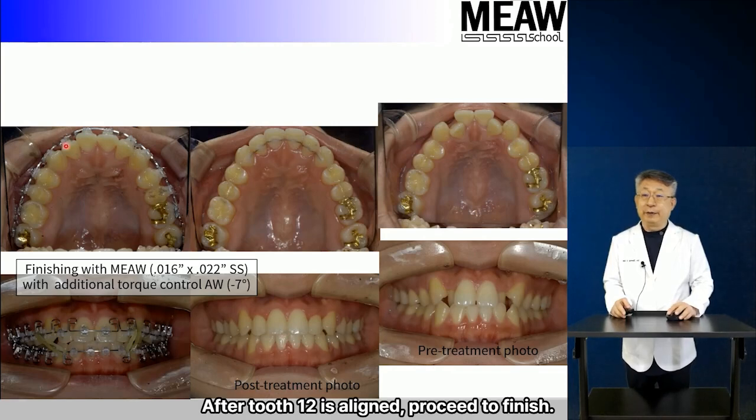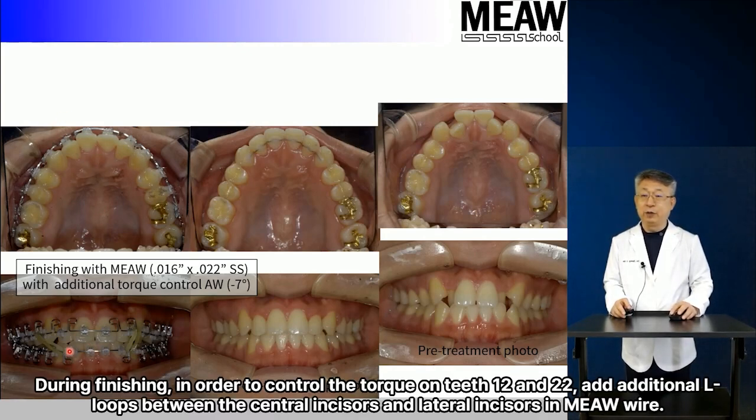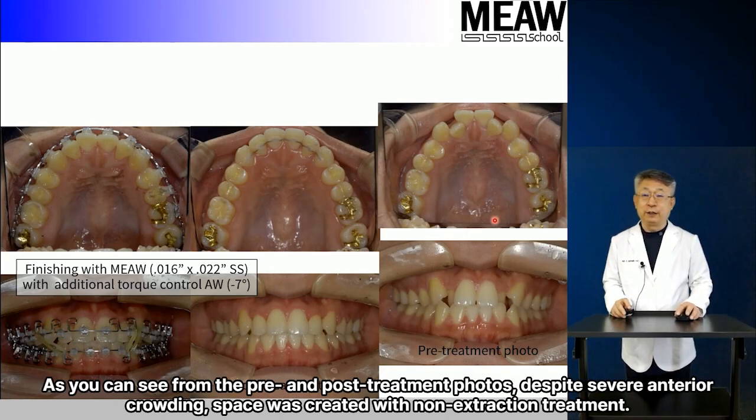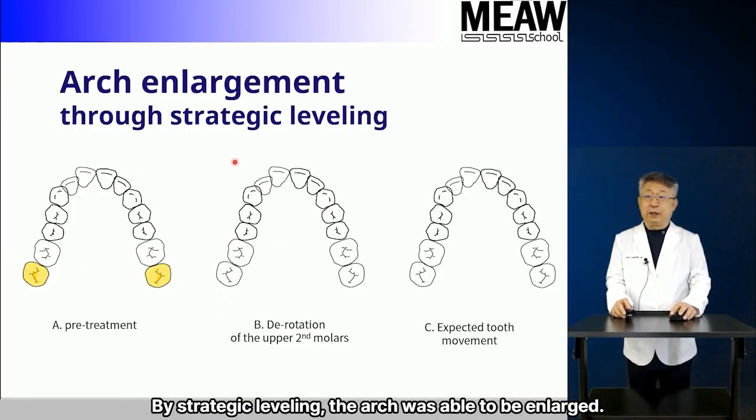After tooth 12 is aligned, proceed to finish. During finishing, in order to control the torque on teeth 12 and 22, add additional L loops between the central incisors and lateral incisors in Mio wire. As you can see from the pre- and post-treatment photos, despite severe anterior crowding, space was created with non-extraction treatment. By strategic leveling, the arch was able to be enlarged.